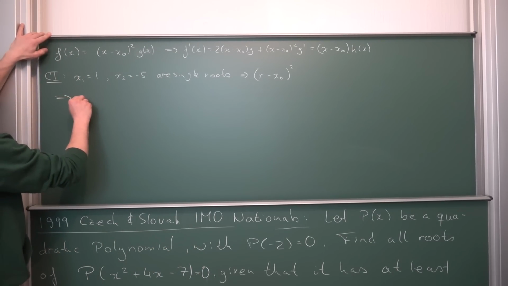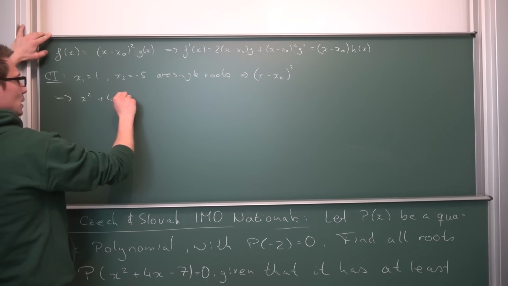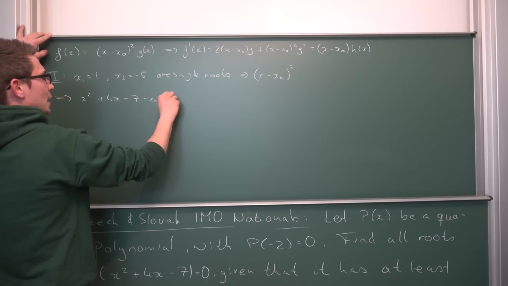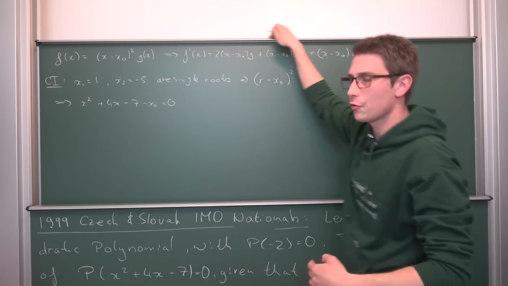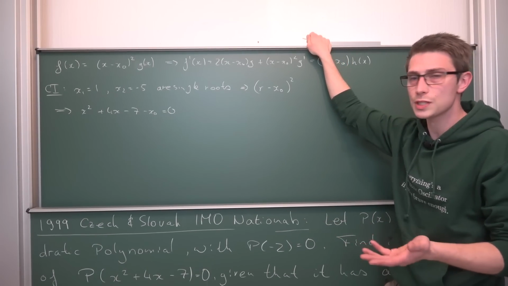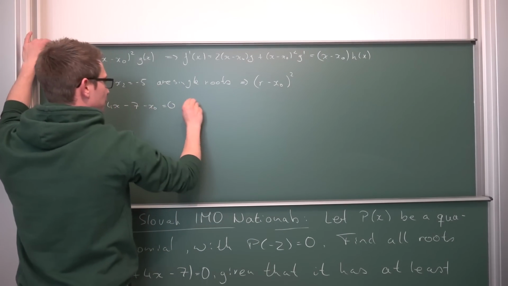We know what r is. This is x squared plus 4x. And then we are going to get minus 7 minus x naught must be equal to 0. I mean, we want to find out when this is equal to 0. This is the part of the roots that we need to use here. Now we are going to solve the quadratic formula.